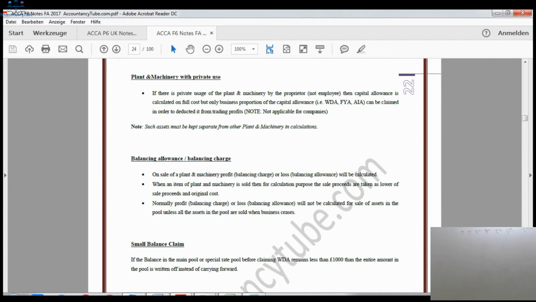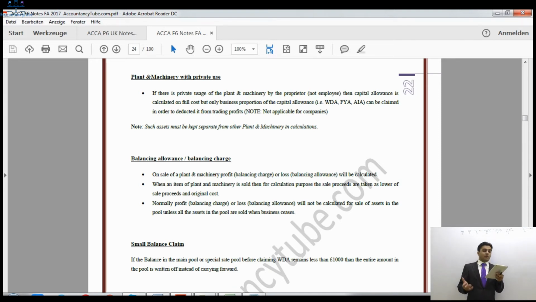Then after that it says long life assets. Now long life assets are where the life is over 25 years and their value is over £100,000. And then after that it says what are the integral features to the building. Now above that we have studied in the special rate pool thermal insulation, solar panel, long life assets, and the features integral to the building.